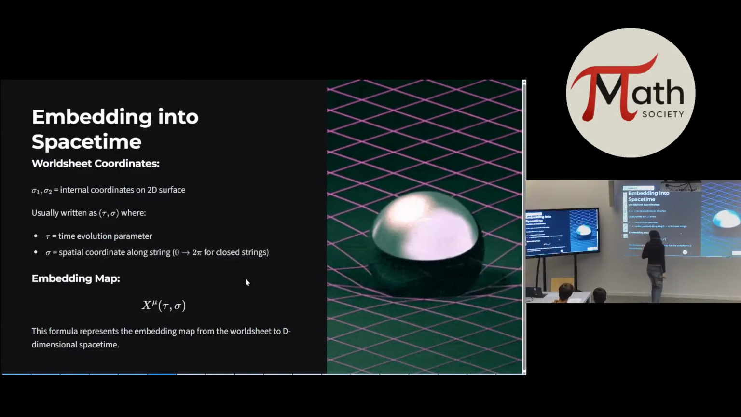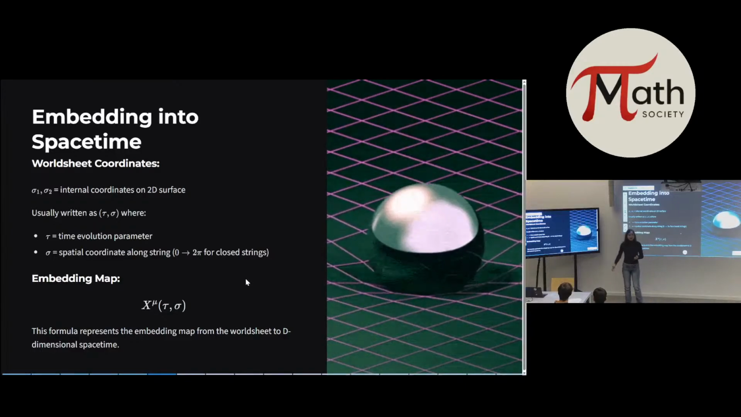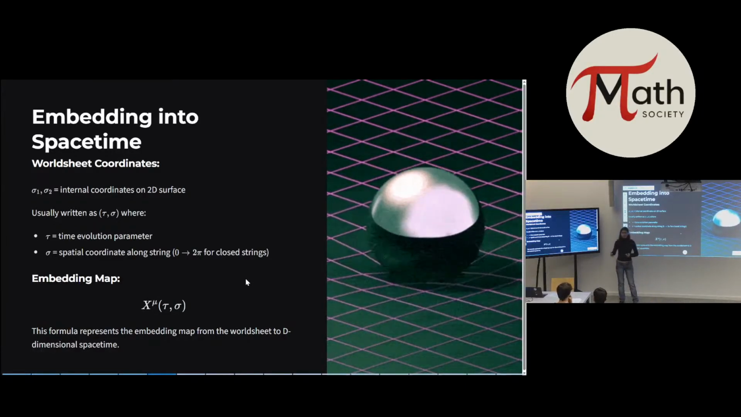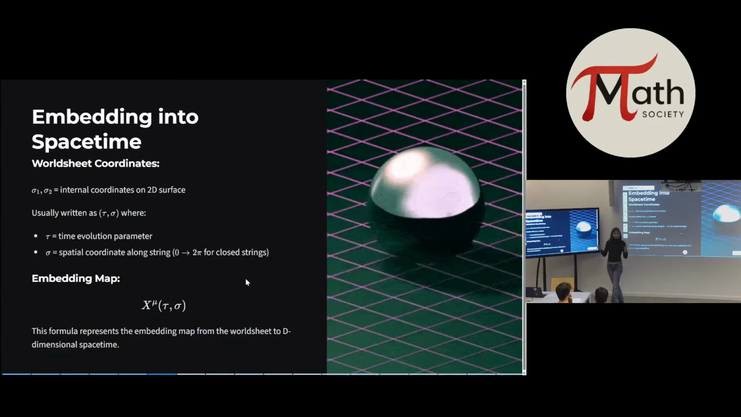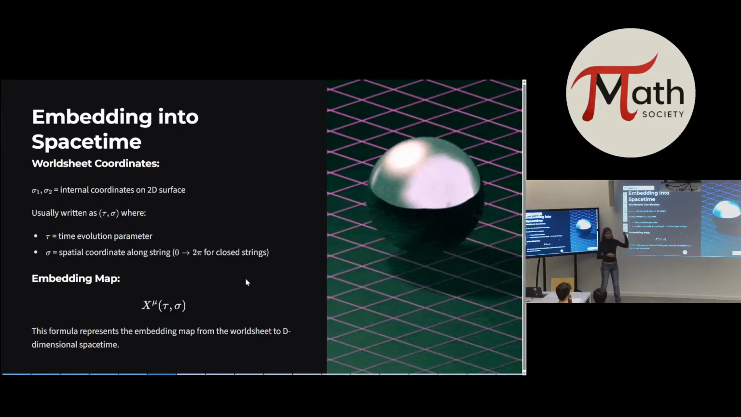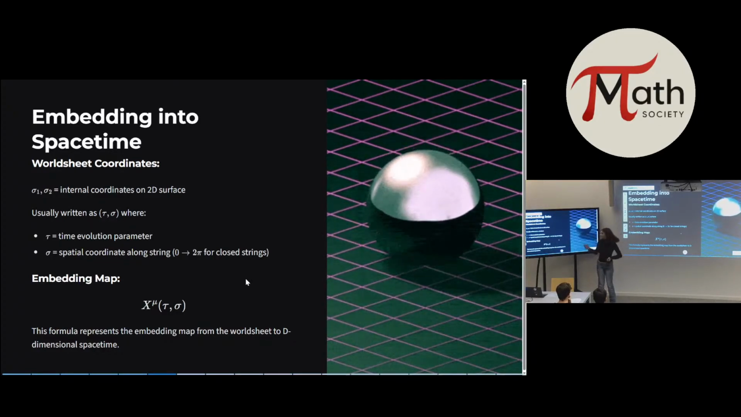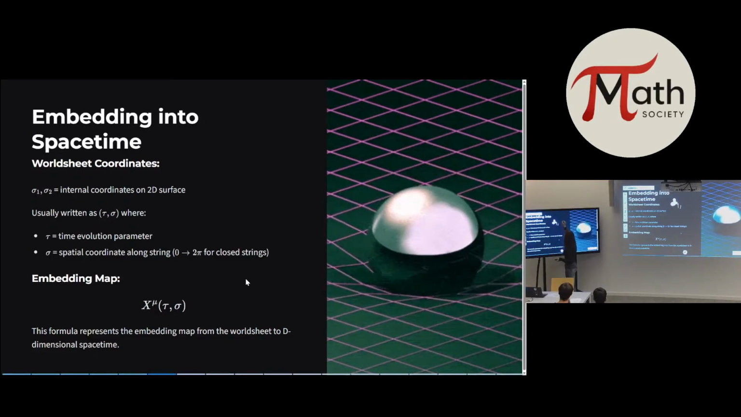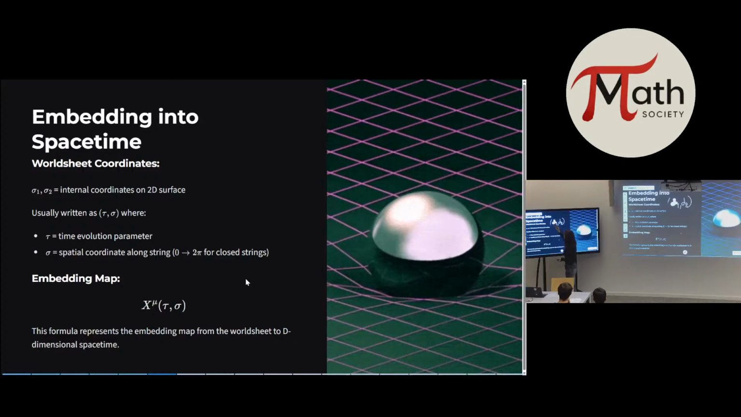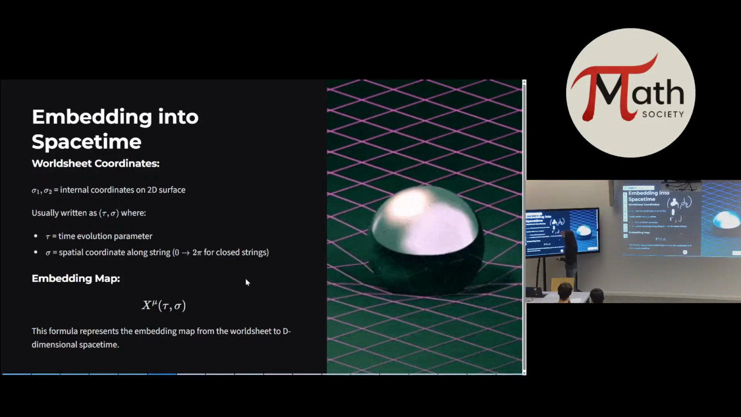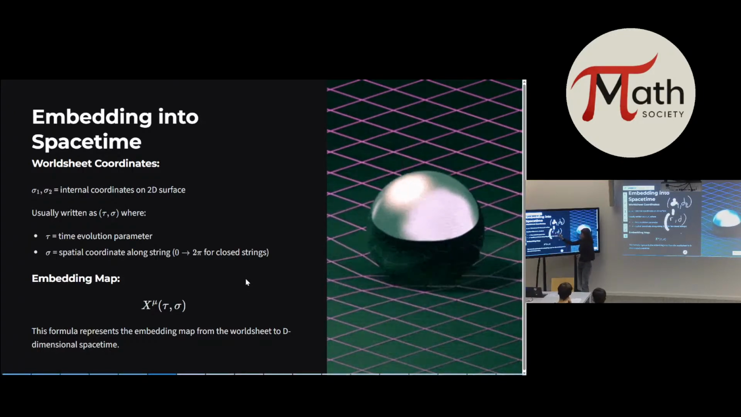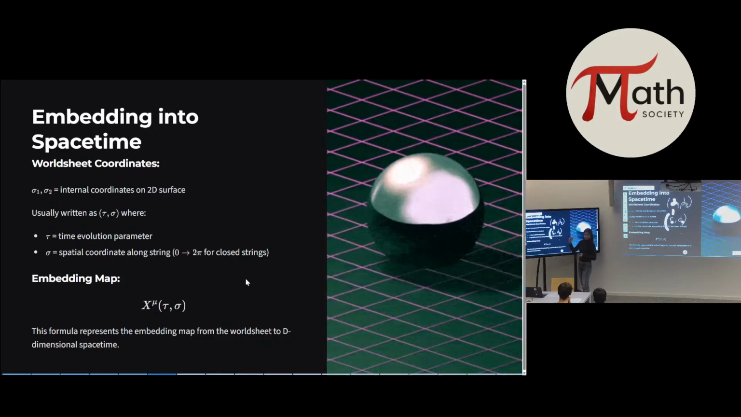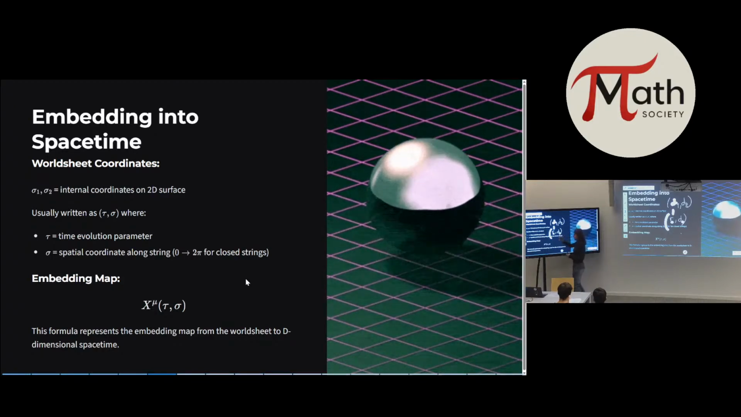Okay, embedding into the spacetime. So I talked about the worldsheet, and it's important to understand the formulation, how we do the computations and how we take it to the multidimensional world we're talking about. So we have coordinates. We can say we have alpha 1, alpha 2, and this can be written as r and alpha. This stands for time, and this stands for the position of a point along the string.